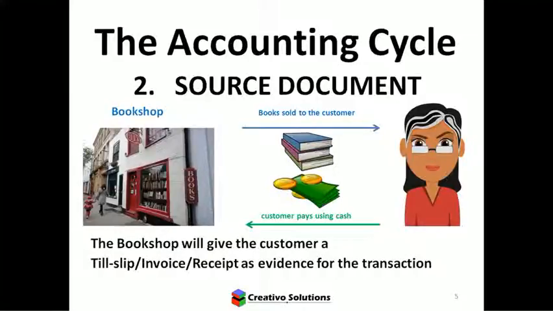So the bookshop will fill in a till-slip or an invoice or a receipt, and it's normally generated on a computer system, and that particular receipt is then issued to the customer as proof that a transaction has occurred.